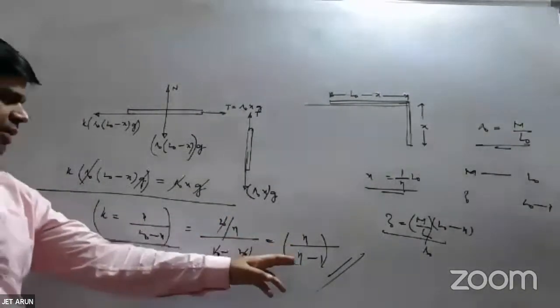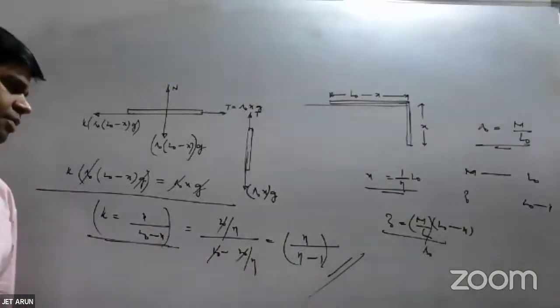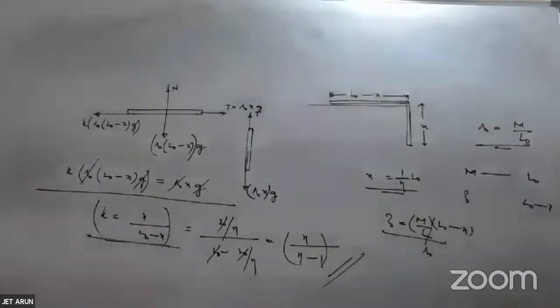Check if it's correct. Is it correct? Eta by (eta minus 1), is it correct? Yeah, it's correct. Students, did you understand this problem?